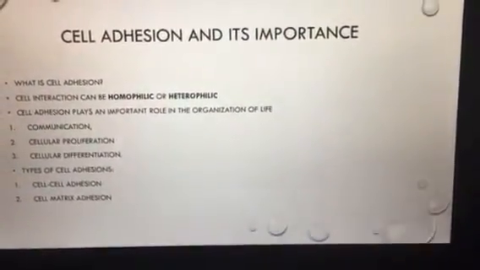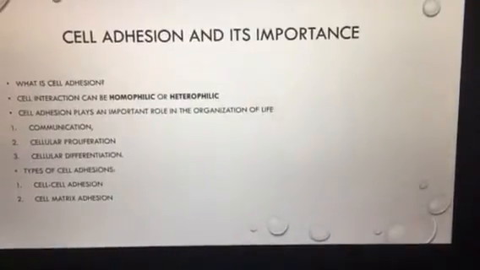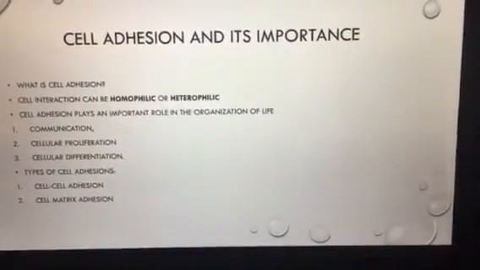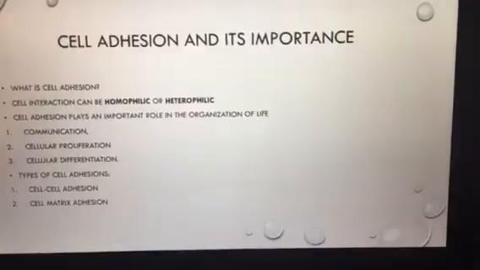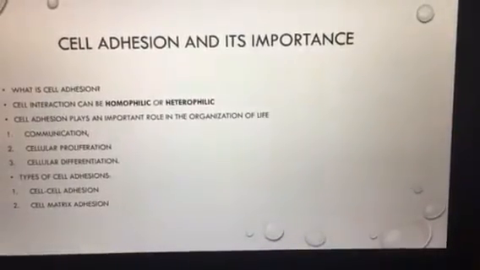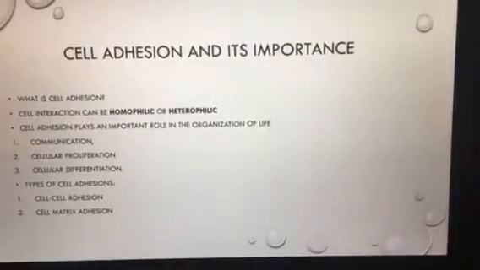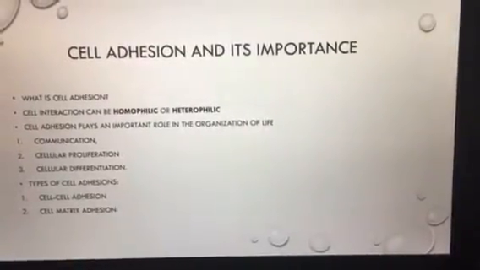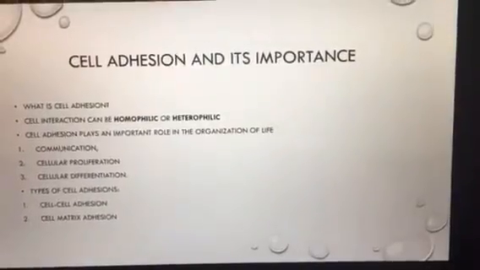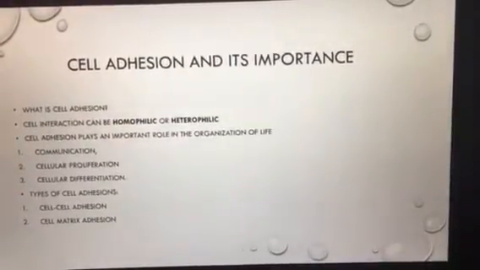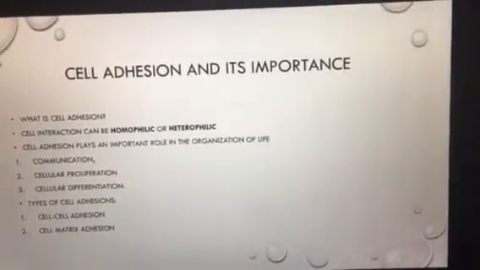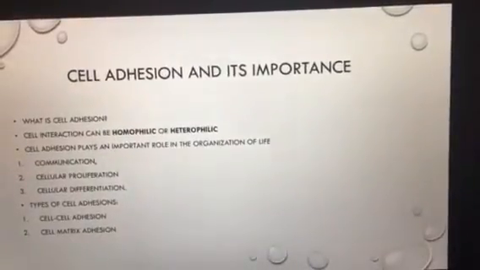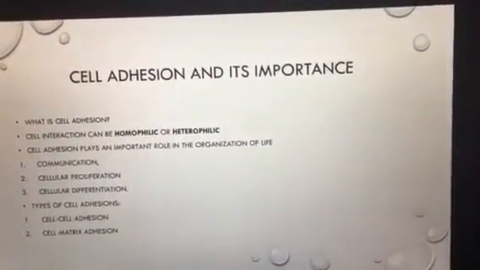So, what is cell adhesion? Cell adhesion is basically the attachment of cells to one another or to the extracellular matrix for the purpose of communication, signaling, cellular proliferation, and cellular differentiation. And you could have homophilic or heterophilic interaction or attachment. The attachment between cells, or the cell and the extracellular matrix, as the case may be, could be homophilic or it could be heterophilic.